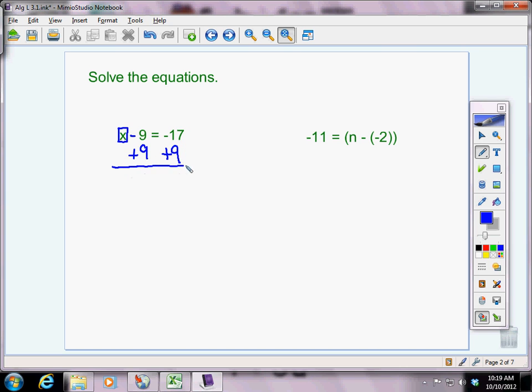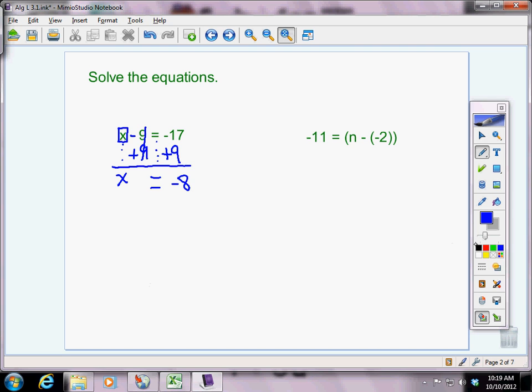Draw a line underneath, and then we can bring everything straight down. We can bring our x down. Notice that if you minus 9 and add 9, you get 0. That's what we want. You don't have to write the 0. You just cross it out, bring down your equal sign, and then you can go negative 17 plus 9. Keep in mind, you might be very familiar with solving equations, but we're going to be working with more negatives. So you have to be careful. Negative 17 plus 9 is going to be a negative 8.